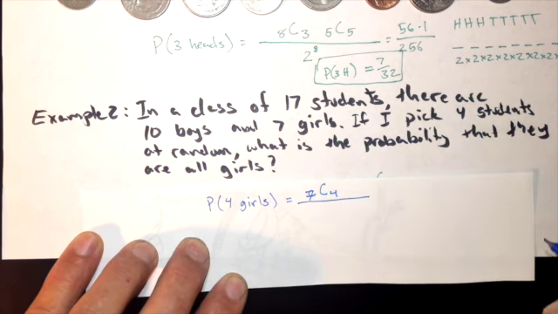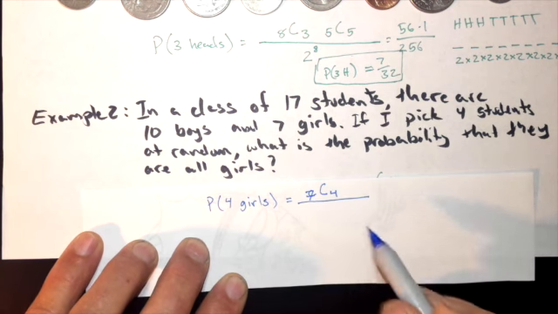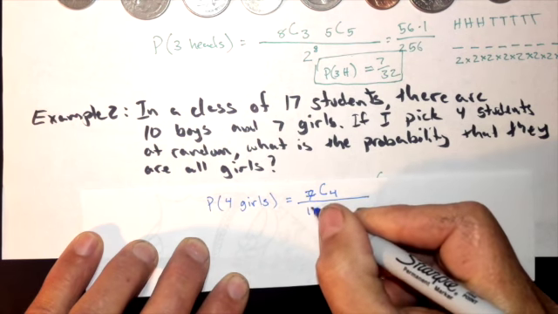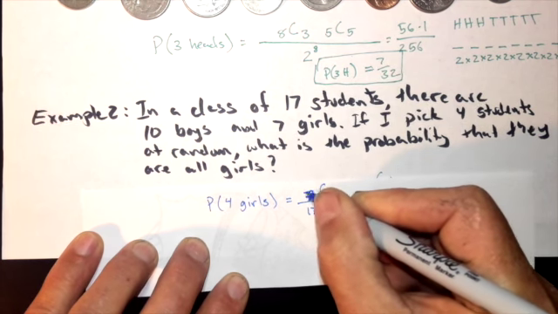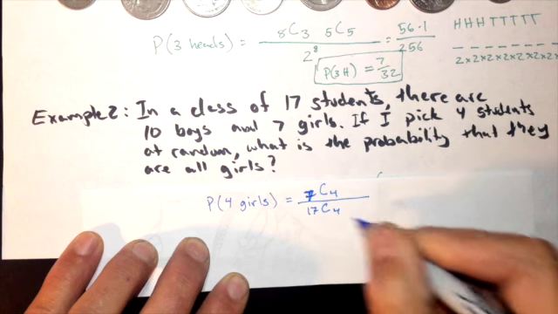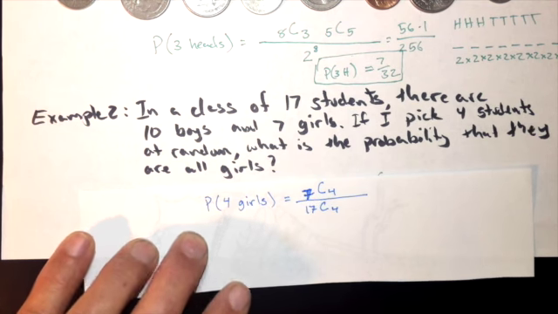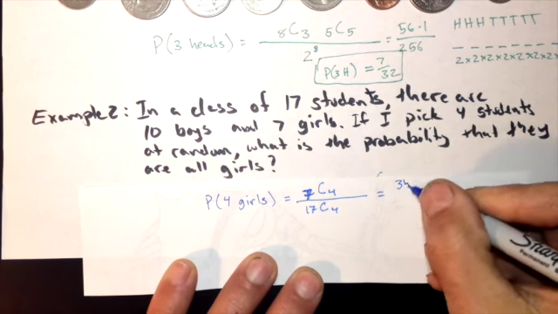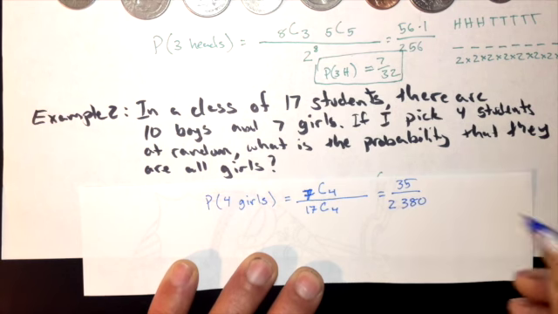Now I'm going to do the denominator, which is the total number of outcomes, and I'm going to say, well, how many ways is there to choose 4 students from the entire class? So that would be 17 choose 4. So I have 7 choose 4 that I want. 17 choose 4 is the number of possible ways. Okay, so let's calculate that. Go ahead and do that on your calculator. When we calculate this, we get 35 out of a total of 2,380.